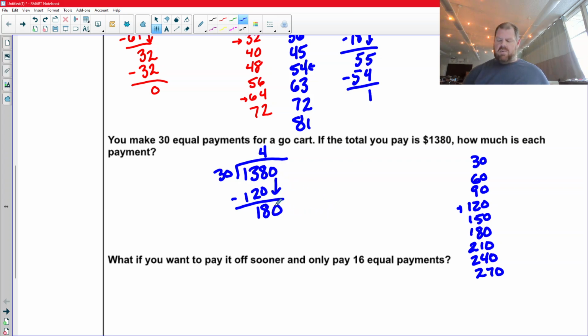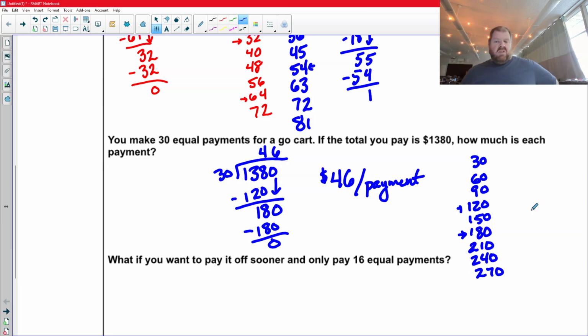Bring down my 0. And looking for a number smaller than or equal to 180. 180 is on my list. It is the 6th multiple of 30. And when I subtract, I get 0. So it looks like if I want to buy this go-kart for that much money over 30 months, I'll be paying $46 per payment. Now, obviously, that's smaller than what we ultimately have to pay.